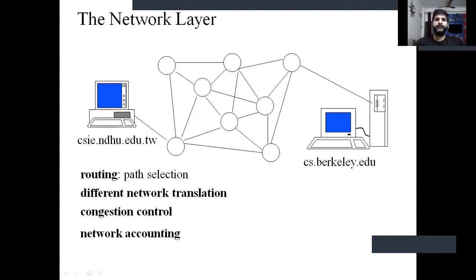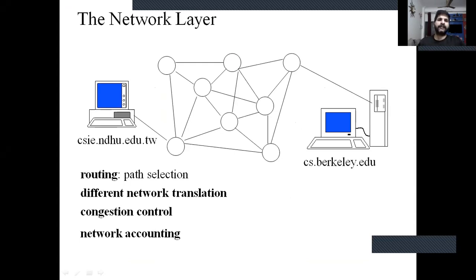Dear student, today in this video lecture, I will discuss network layer design issues. In the first slide, we explain the main function of the network layer of the OSI model.